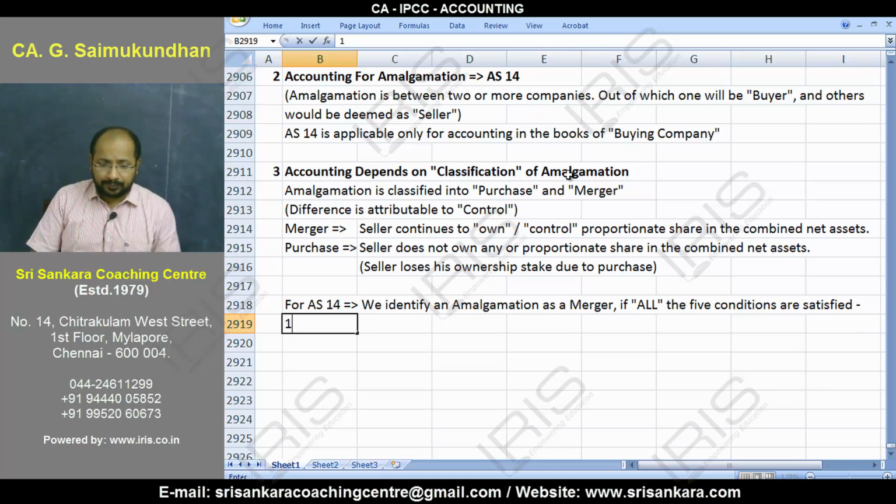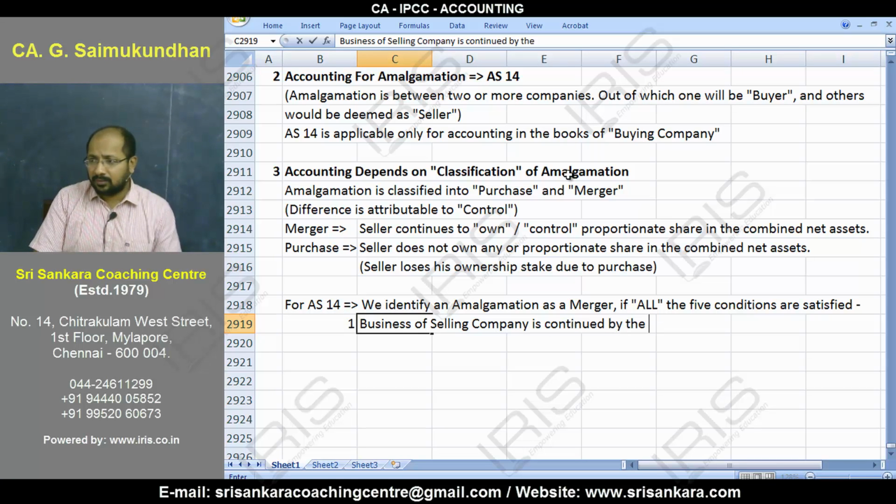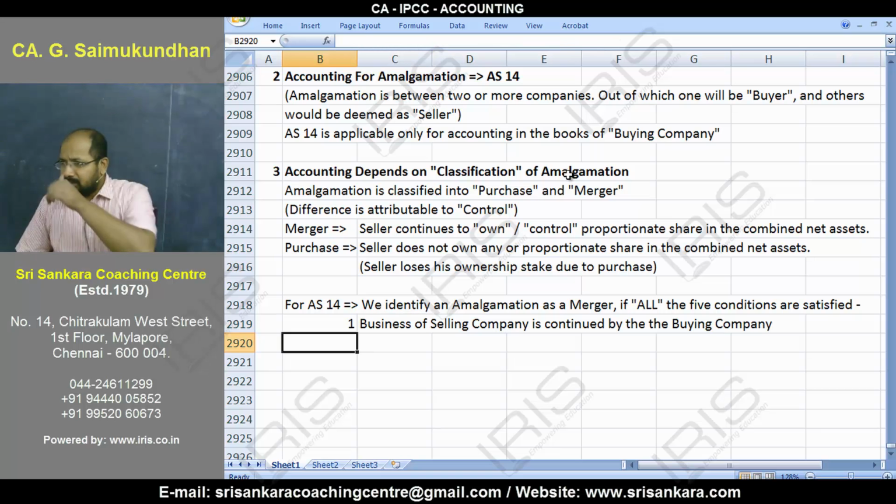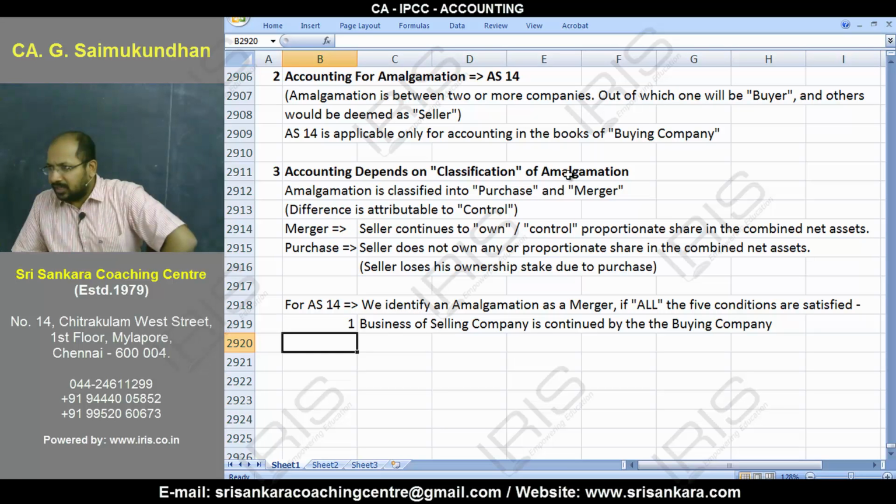Condition number 1. Business of selling company is continued by buying company. After taking over the business of seller, the buyer should continue to do that particular business. If the buyer does not do that particular business, and is purchasing the assets and liabilities but doing a different business, we will not call that a merger at all.